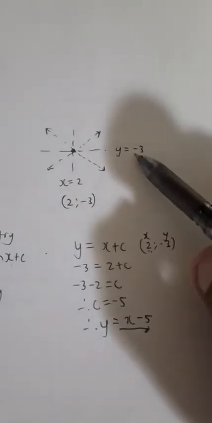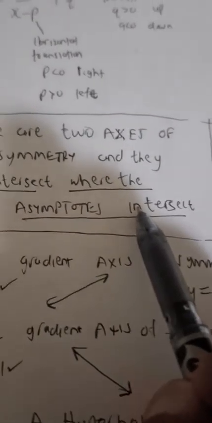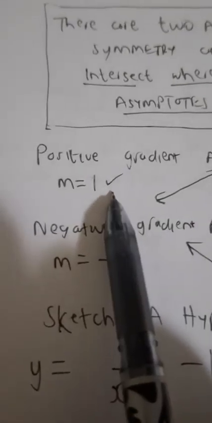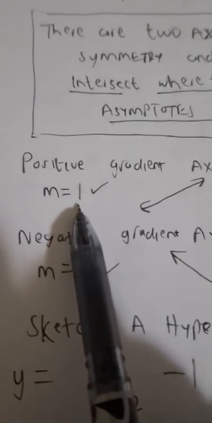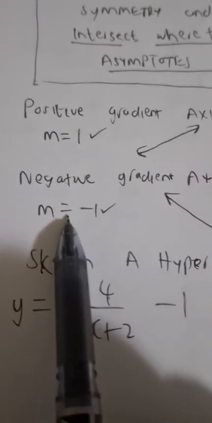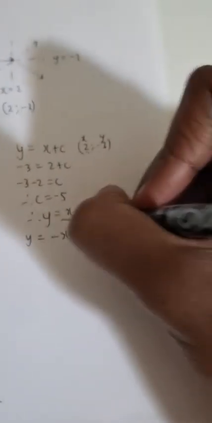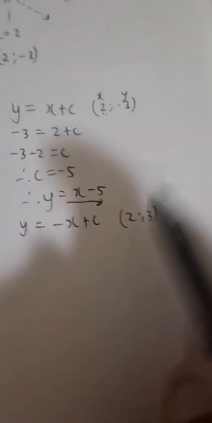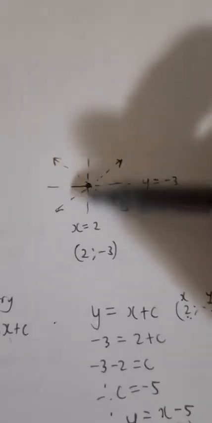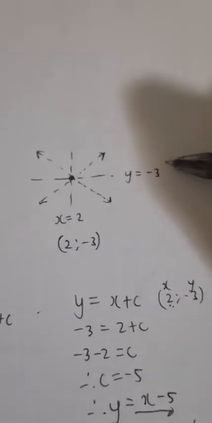So it's very important that, as I said, the two axes of symmetry intersect where the asymptotes intersect. Like I said, the positive gradient axis of symmetry will always be +1, guys, without fail, in grade 11 and 12. The negative gradient axis of symmetry will always be -1. So if you want the equation of the -1 one, you will use the same points. This is where the two asymptotes intersect.